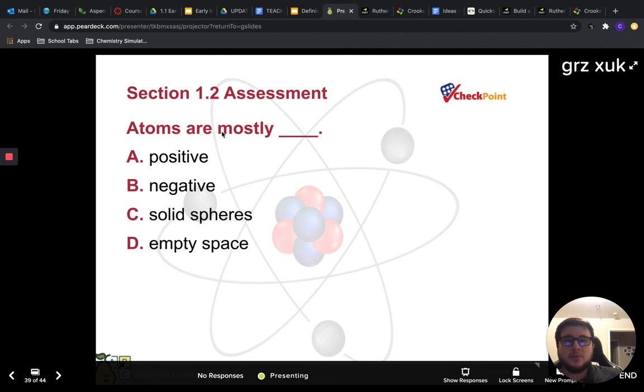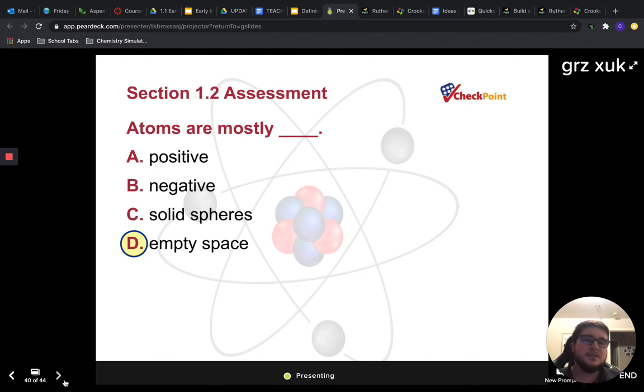Okay, so answer this question real quick. Pause the video, get your answer in there, come back when you're done. Atoms are mostly blank. Okay, and if you said D, empty space, then great job, you were paying attention, nailed it.